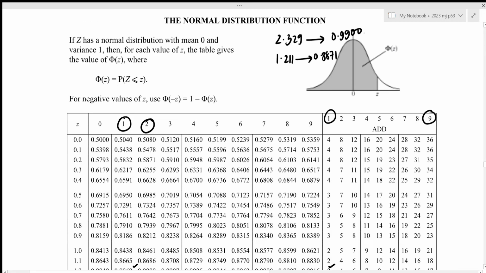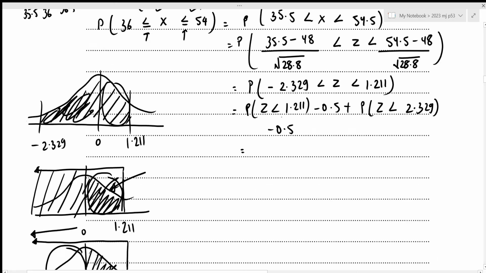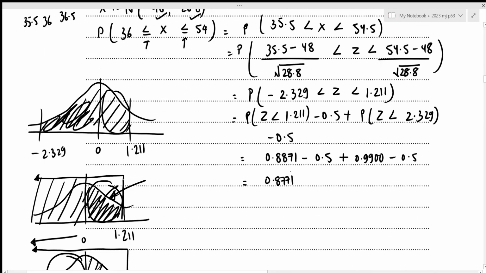Okay, now we need to substitute these values into our question. So the probability of z less than 1.211 was 0.8871 minus 0.5, plus the probability of z less than 2.329 was 0.9900 minus 0.5. This gives a final probability of 0.8771. That's all for this one. Let's move towards the next part.